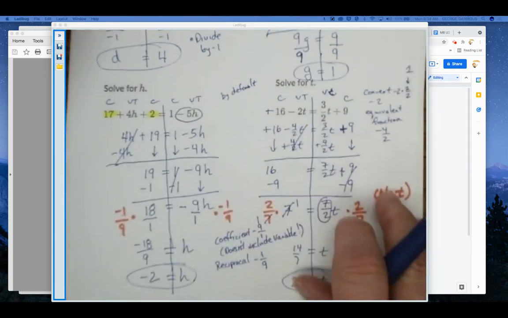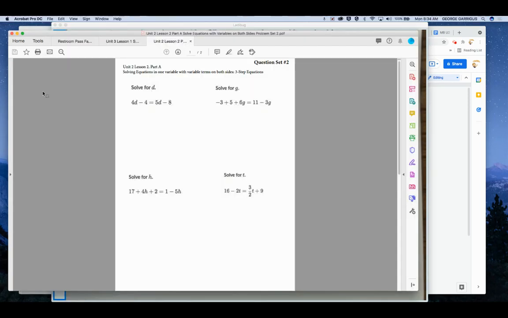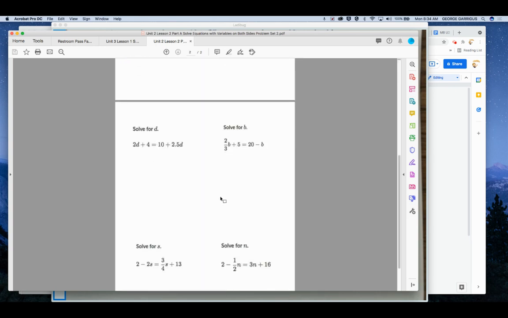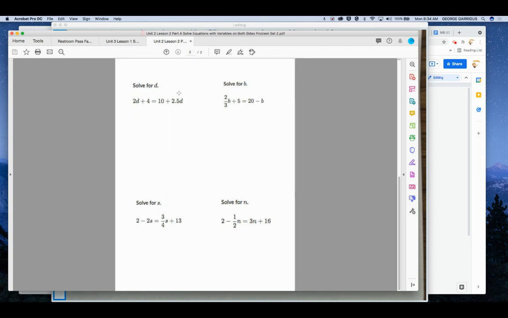Okay. So again, you'll have a paper here, and yours will say Unit 2, Lesson 2, Part A, solving equations in one variable with variable terms on both sides, 3-step equations. These are going to be your notes. You're going to work in a group or by yourself on the second page here, and there may or may not be an assignment for you to take a picture of this work and turn it in. So you always want to keep these notes in a very organized way in your binder or a folder or something like that. Okay? All right.